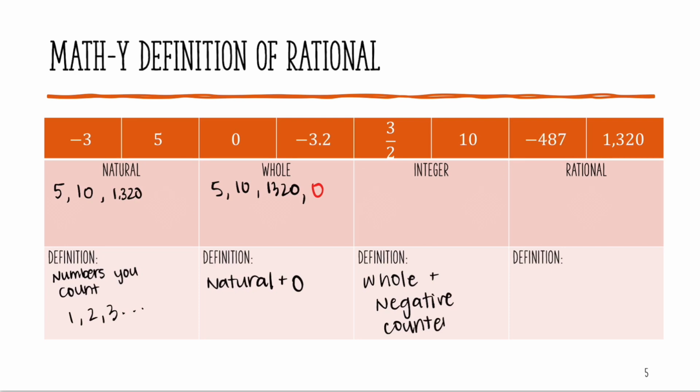So it's really anything that's not a fraction or a decimal in the way that we think about it. So I have the 5, I have the 10, I have the 1,320. I have the 0. But integers would also be like -3 would be an integer, or -487 would be an integer as well, because they don't have any extra decimals. There's no missing parts to this.